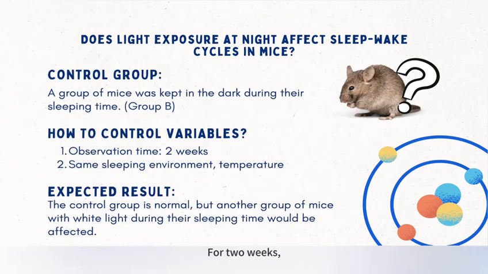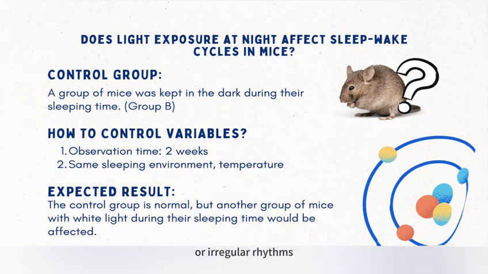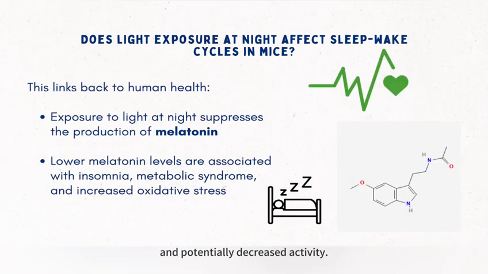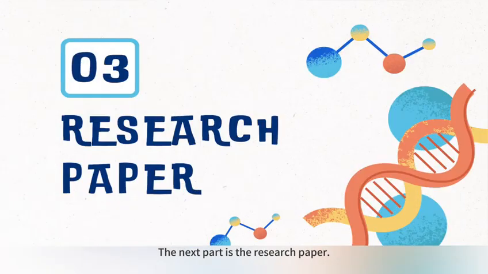For 2 weeks, motion sensors continuously recorded behavior. My expectation is that the control group will show stable day-night activity patterns, while the constant light group will display fragmented or irregular rhythms and potentially decreased activity. This experiment helps model how light pollution affects biological clocks, with implications for shift work, mental health, metabolism, and modern artificial lighting environments. The next part is the research paper.